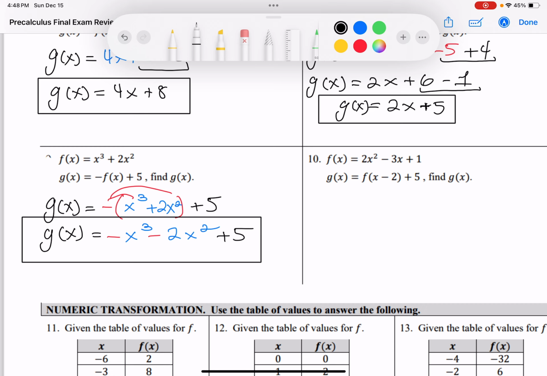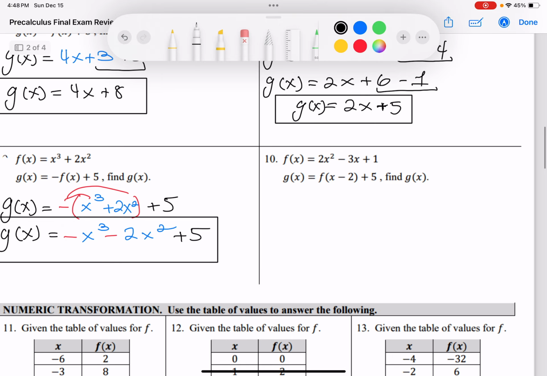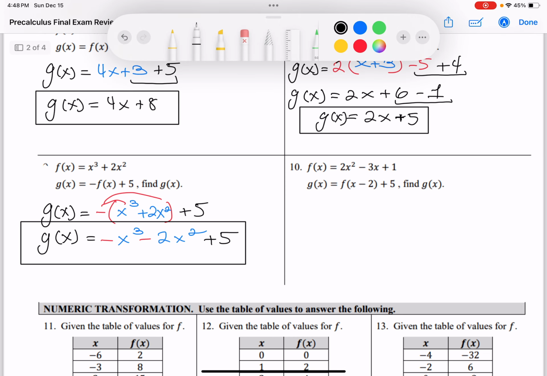And then the last one, which is the most annoying one. I'm not going to lie to you. Number 10 is the most annoying one. So it says f of x equals 2x squared minus 3x plus 1, and g of x equals f of x minus 2. Then on the outside, plus 5. It says find g of x.